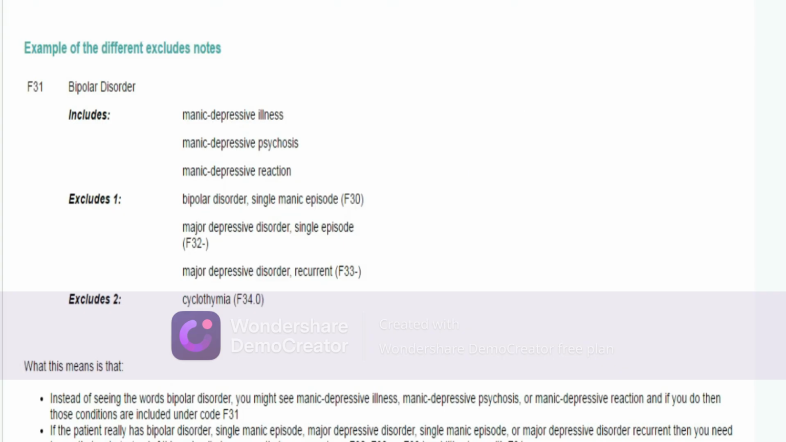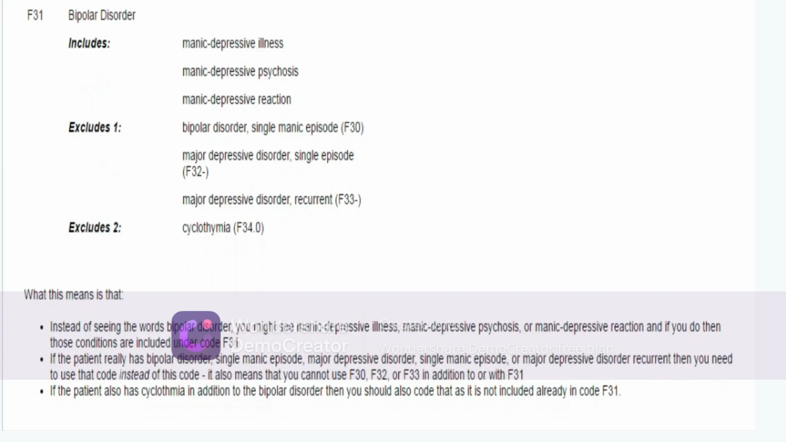So let's see here. What it means is that instead of saying the words bipolar disorder, you might see manic depressive illness, manic depressive psychosis, or manic depressive reaction. If you do, then those conditions are included under F31. If the patient has a single manic episode and major depressive disorder single episode, or major depressive disorder recurrent, then you need to use that code instead of this code.